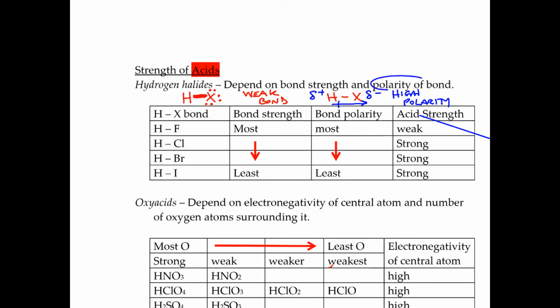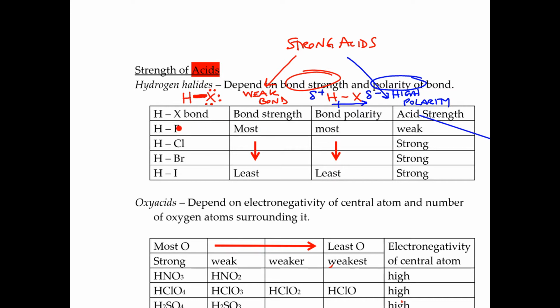So the polarity of the bond is going to be a factor, and the bond strength is going to be a factor, and that's going to contribute to whether or not this is a strong or weak acid. So strong acids want to have a weak bond and a high bond polarity. That's what they want to have. So now let's take a look at the acids in our list. They are going to follow a trend in both strength and polarity.